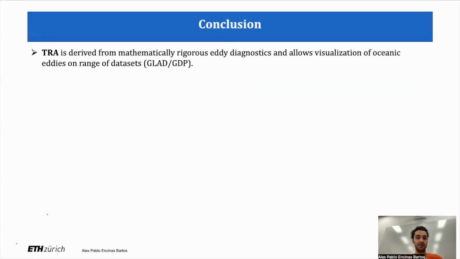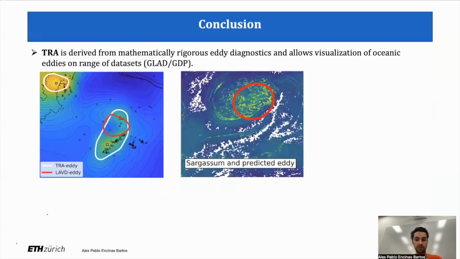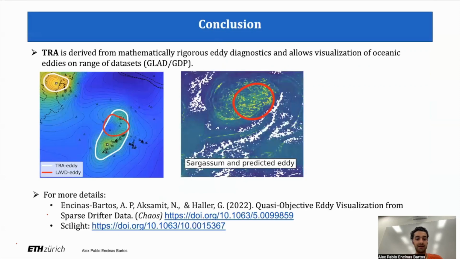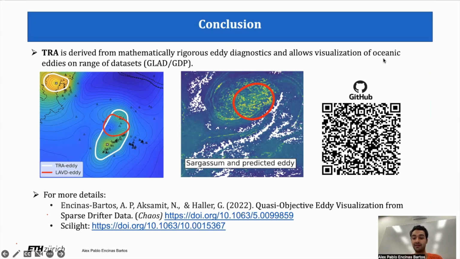Now, to sum up, the TRA, so this diagnostic, is derived from mathematically rigorous eddy diagnostics, and it allows visualization of oceanic eddies on a range of data sets. So we have here again the 2 data sets. For more details, I would refer you to the paper. There is even a SciLight article, which I also invite you to go through. And we, of course, publish the codes on our GitHub page.